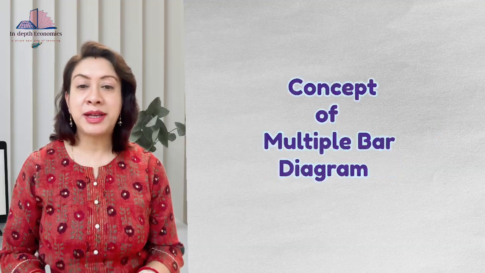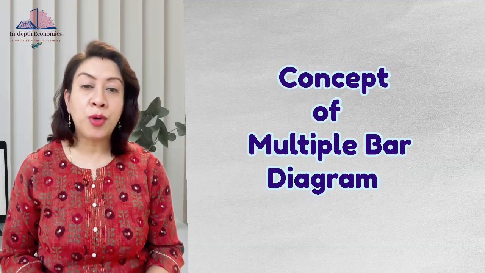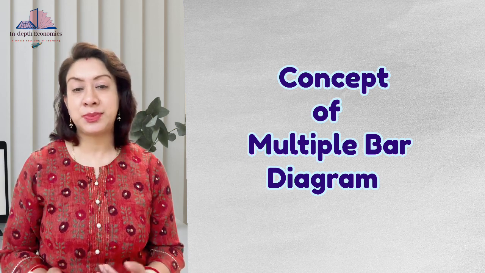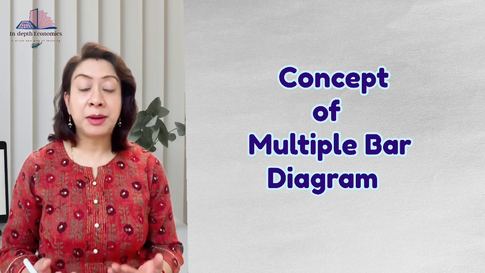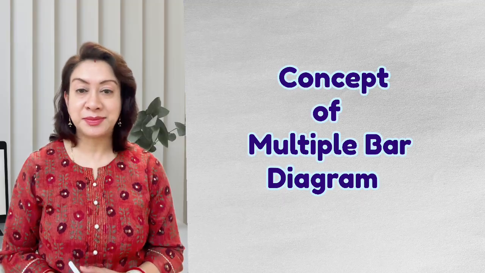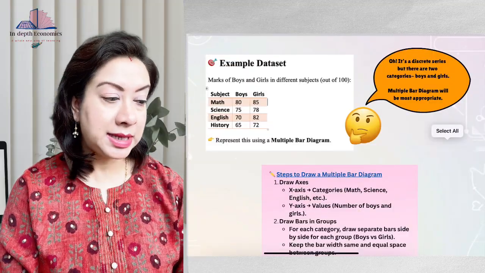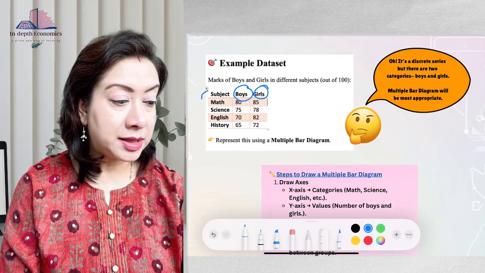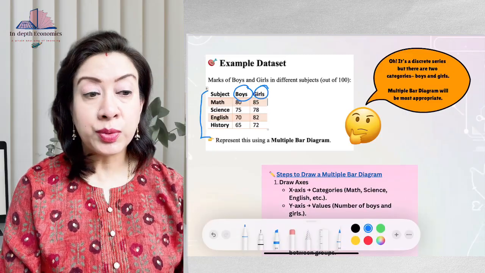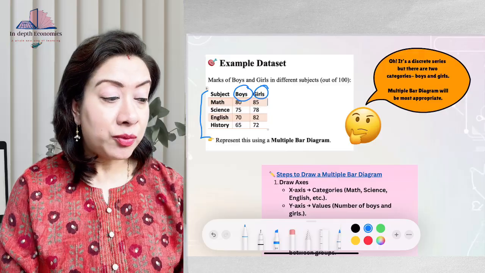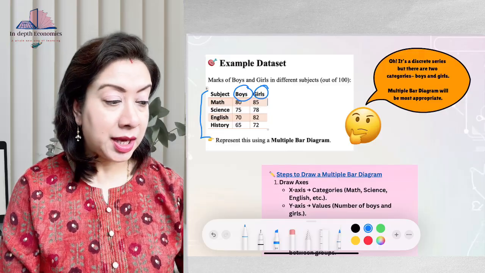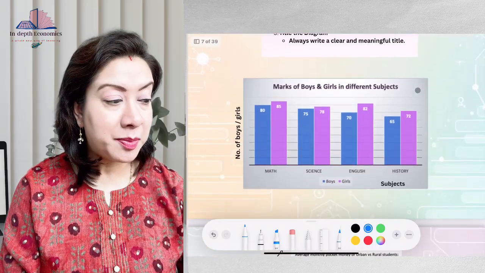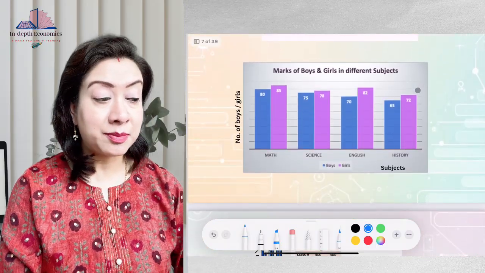A multiple bar diagram uses two or more bars for each category placed side by side with equal spacing. This helps in comparing related sets of data. Have a look at this data set. We have average marks of boys and girls for different subjects. So we have a discrete series with more than one category. When we plot this data set using a multiple bar diagram, we will get something like this.